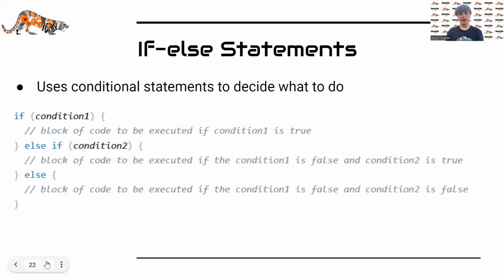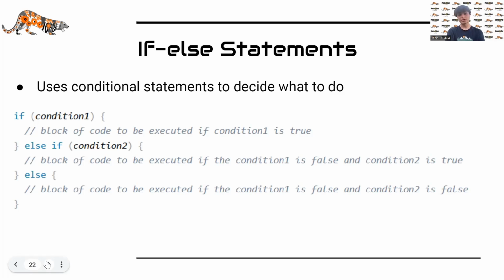So if else statements are how we evaluate conditional statements. In the conditions in that if block right there, you would put in a conditional statement, or you can put in a Boolean. And if that conditional is true, then that block of code inside of the if statement is run, and then it just exits the whole if else chain.